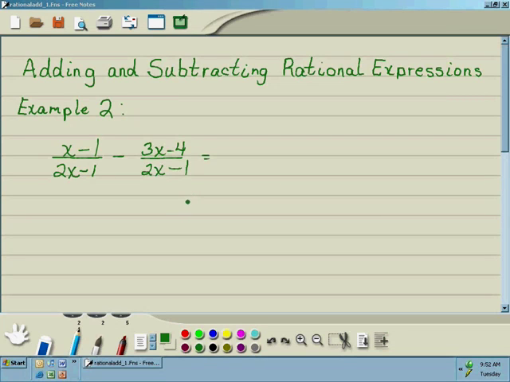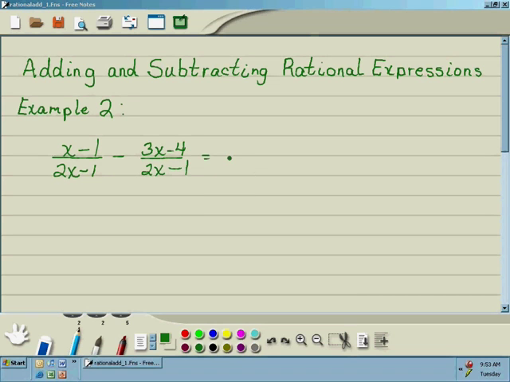Adding and subtracting rational expressions. Example 2. X minus 1 over 2x minus 1, subtract 3x minus 4 over 2x minus 1. In this example, we're doing a subtraction. Pay close attention to subtraction problems because of the issues of your signs. Watching your positives and your negatives is vital to getting the correct answer here.